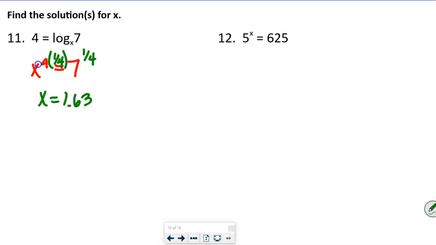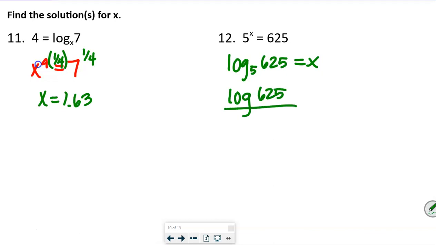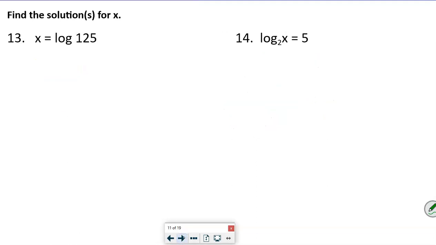Over here, we're going to put it in log form. So we're going to say log base 5 of 625 equals our x. Then we can do the change of base form, where we keep the base in the basement, right? So that's going to be log of 625 over log of 5, which is going to be 4 when we put it in our calculator. This one we can just literally put in our calculator, and when we do, it gives us 2.096, okay?